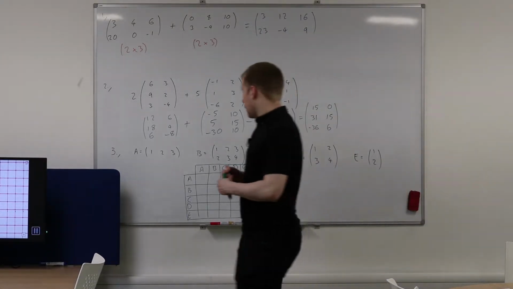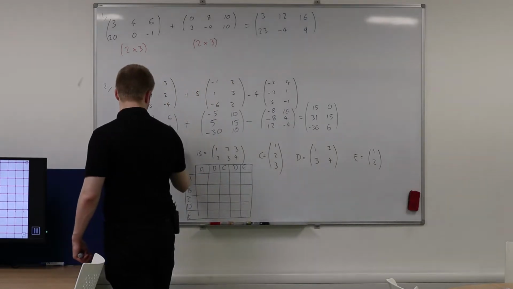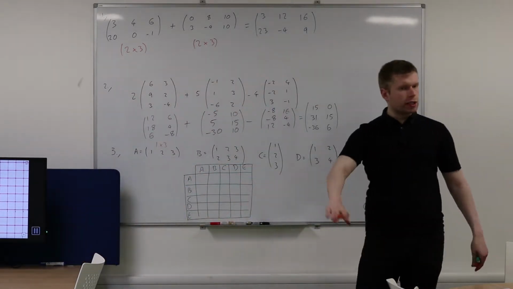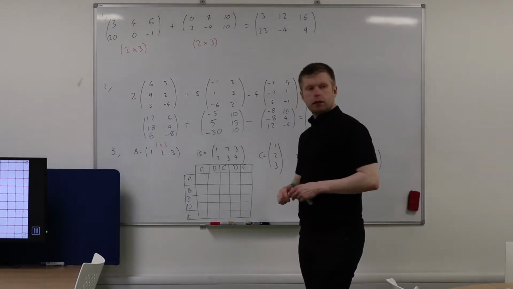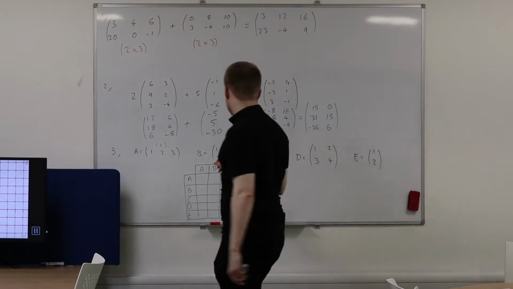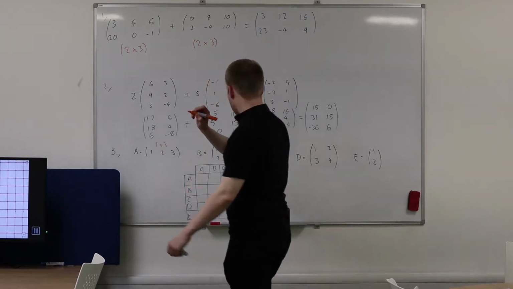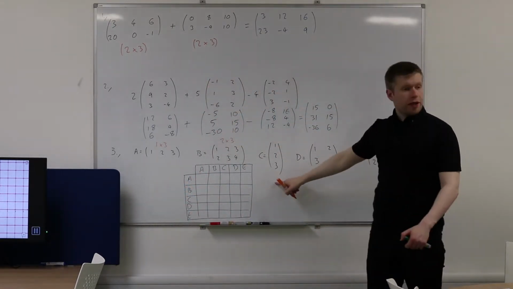Yeah, 1 by 3. You happy? So A is a 1 by 3 matrix. There's 1 row and 3 columns. What are the dimensions of B? 2 by 3. Girls, can I have a bit of quiet, please? Thank you. What are the dimensions of C?